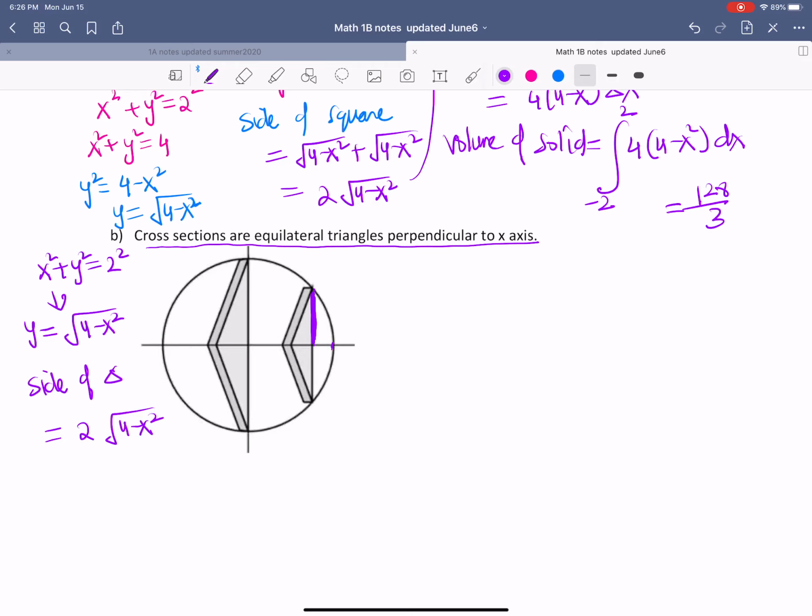Okay, and now we want to find out the height for this triangle. So how can we find the height for this triangle? There's multiple ways of doing this.